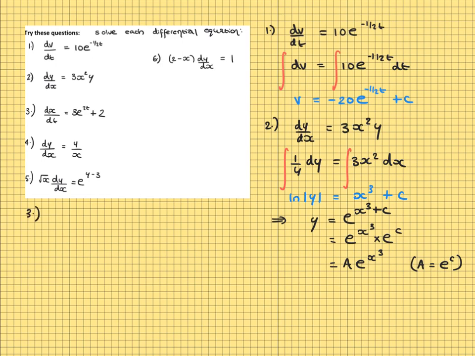Question 3. So separating variables, we have integral dx equals the integral 3e to the 2t plus 2. I've included the integration step as well as the separation of variables all in one step of working here. So we have x equals 3 over 2e to the 2t plus 2t plus c.